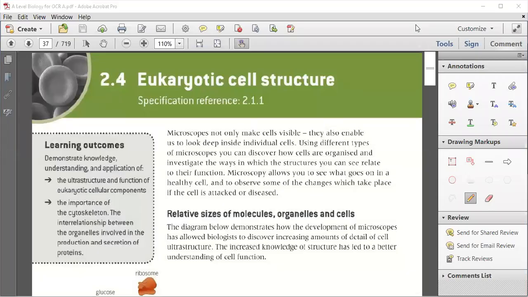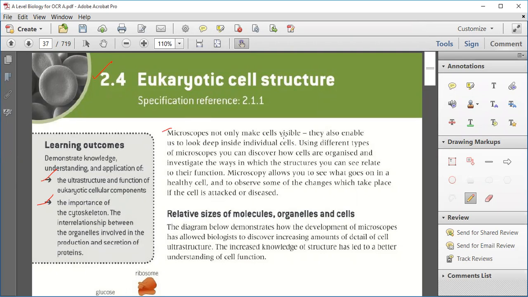Okay, so today we are going to discuss a new topic, 2.4, that is eukaryotic cell structure. In this chapter we are going to learn about the ultrastructure and the functions of eukaryotic cellular components. Then we will study the importance of the cytoskeleton, and the interrelationship between the organelles involved in the production and the secretion of different proteins. Okay, now starting the chapter.